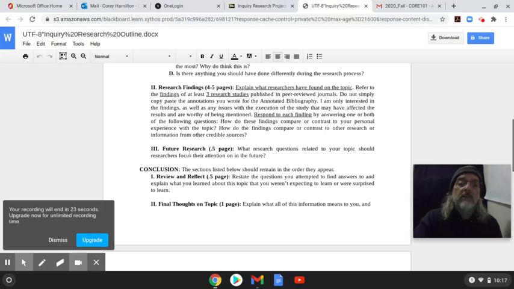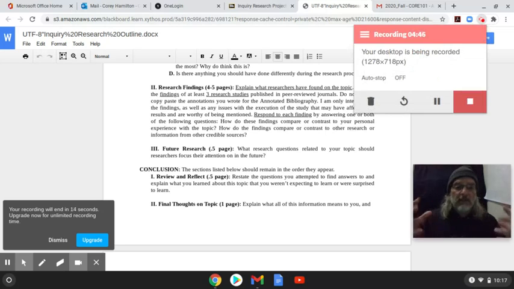And then you have your final 3 sections where you talk about your future research. What future research do you think still needs to be done? Then you can review and reflect, and this is where you conclude, and then you have a final section where you get to put your final thoughts in.